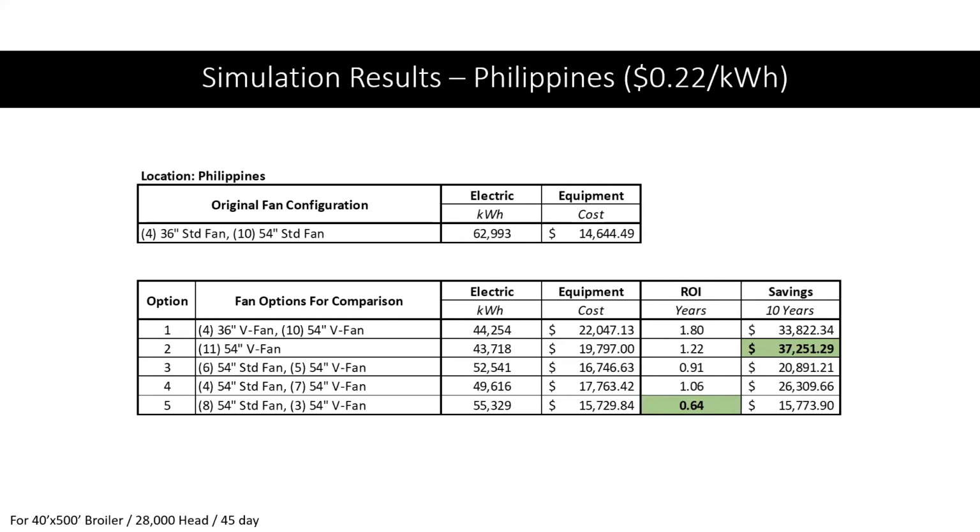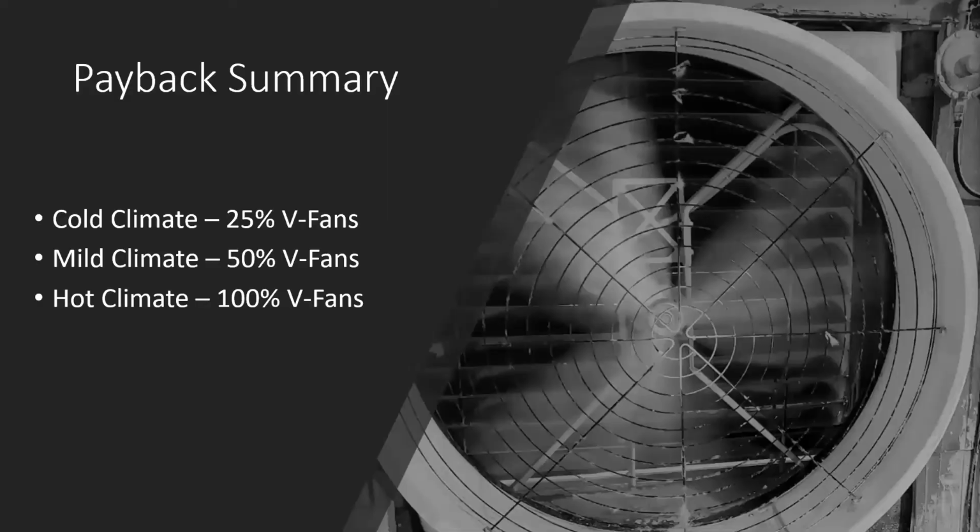Even option 2, which is the greatest 10-year savings, is just over 1 year return on that initial cost of the equipment. So just phenomenal savings potential there, and almost $40,000 10-year savings. So really great option even for hot climates, which is maybe not what everybody would always think for the variable speed fans.